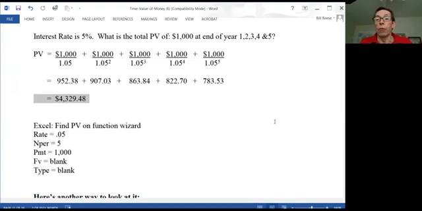But we have that a lot in finance, so it is going to be used quite frequently. Well, this is used so frequently that we want to make sure that we understand exactly what it means when we say 4,329.48 is the present value of $1,000 per year for 5 years at a discount rate of 5%.